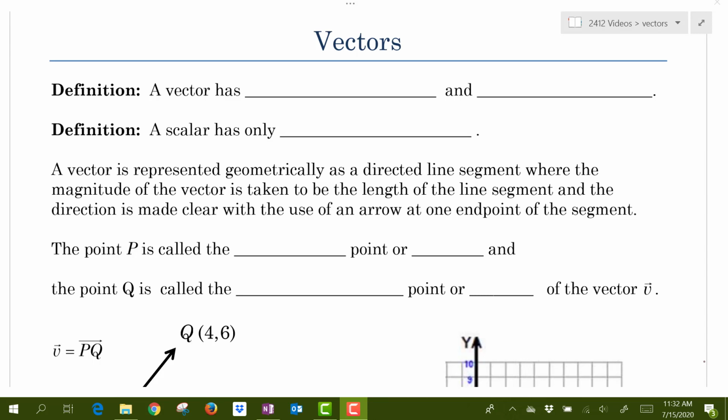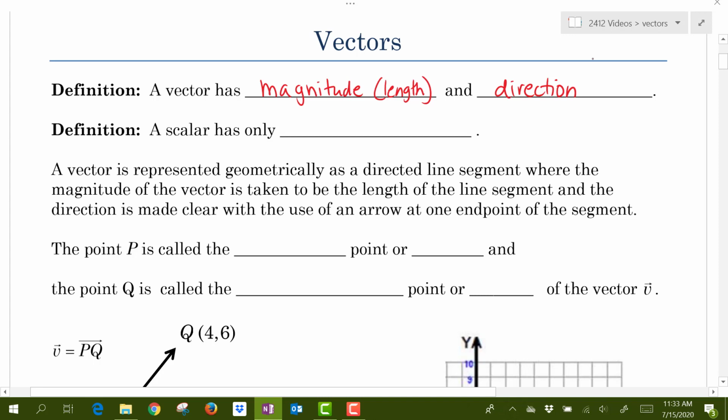In this video we're going to talk about vectors. So let's start out with the definition. A vector has two things. It has something called magnitude, which is kind of another word for length, and it has direction.